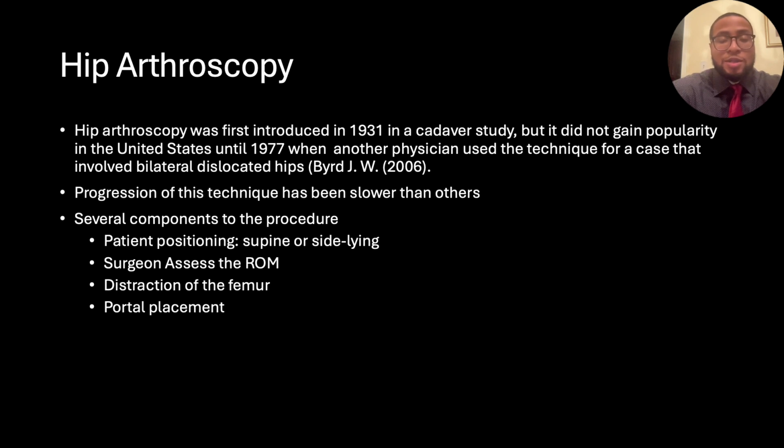One is patient positioning. The surgeon can either put the patient in supine or side lying. It's strictly up to their preference and judgment. The surgeon then assesses the available range of motion. Then a distraction force is added to the femur in order to open up the joint space. Next is portal placement.